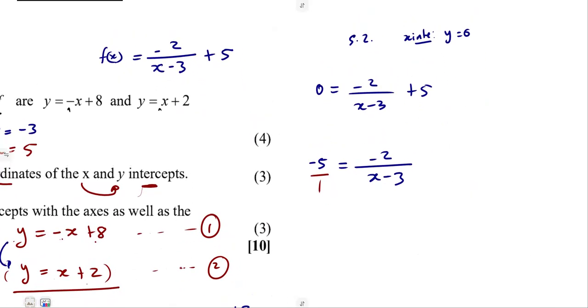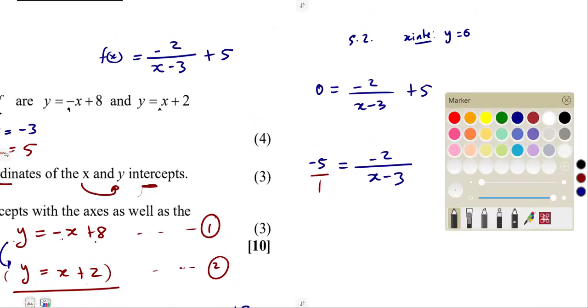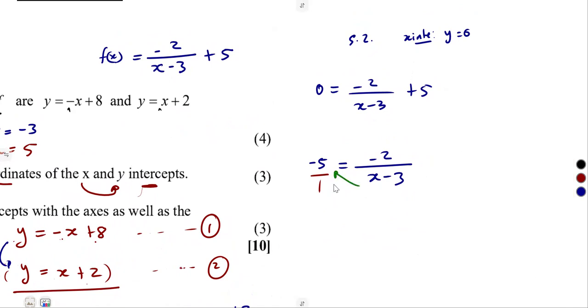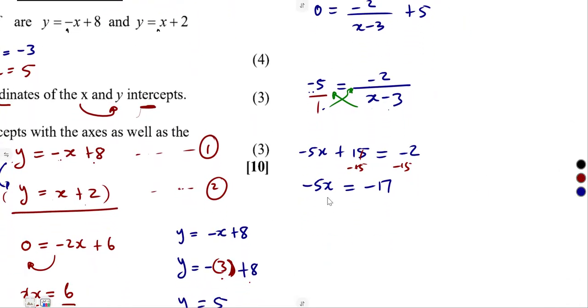Solve for x. This is the same as over 1, so we can simply solve for x if we cross multiply. Just for the sake of time, I'm going to multiply everything at once. -5 times x is -5x, -5 times -3 is positive 15, and 1 times -2 is -2. So -5x = -2 - 15, that's -17. Dividing by -5 on both sides, we have the value of x.